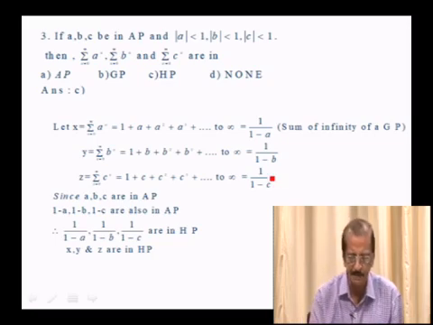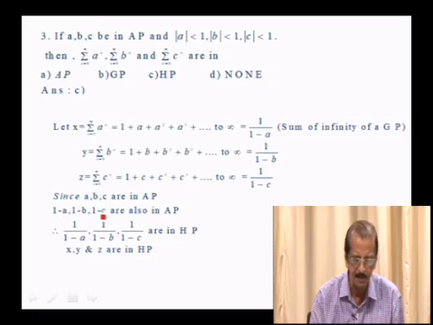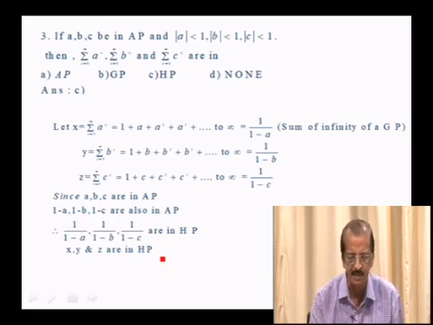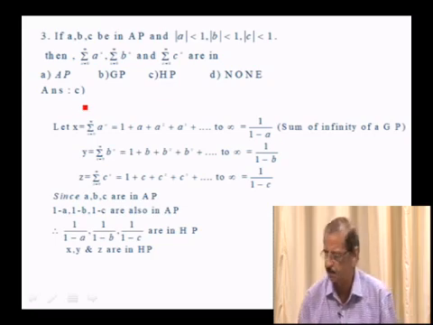But you know that A, B, C are in AP, therefore 1 minus A, 1 minus B, 1 minus C are also in AP, because adding or multiplying will not disturb the AP. So if you take the reciprocals, 1 over 1 minus A, 1 over 1 minus B, 1 over 1 minus C are in HP. But these are nothing but x, y, z, therefore x, y and z are in HP. So the answer is C, they are in HP.